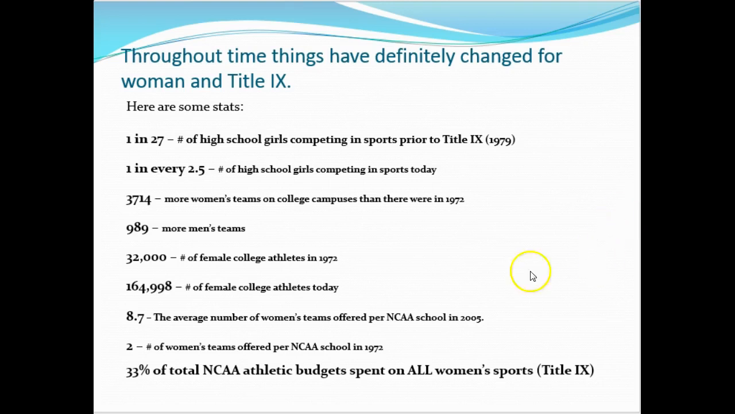And you can see the numbers here that women in sports in 1972 was just over 30,000, where it's grown so much for college athletes that we're over 150,000.